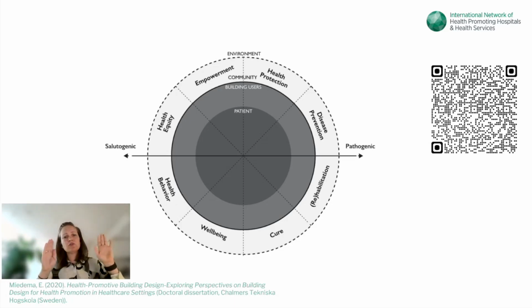And then the circles, they have different pieces of the pie, you could say, and one side represents a more pathogenic focus. So for instance, how can the building support cure, rehabilitation, disease prevention, or health protection? Whereas the other side of the circle, which is more the salutogenic and I would say health promotive side of things, is what is focusing on well-being, healthy behavior, health equity, and empowerment.